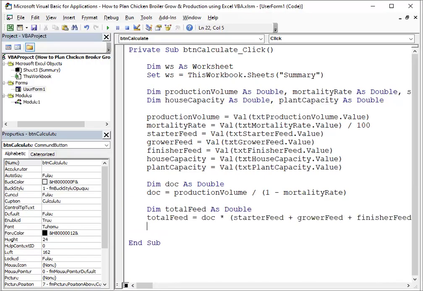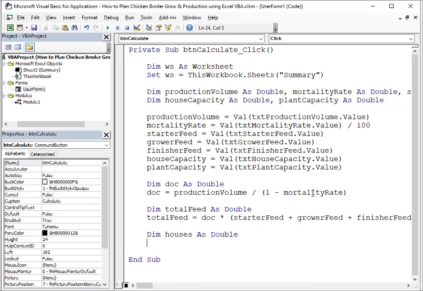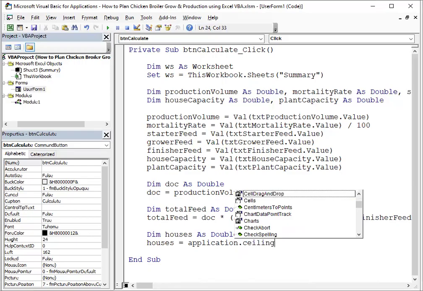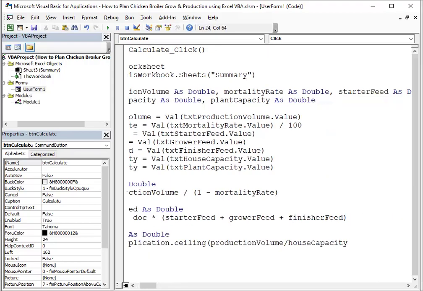So now we're going to calculate the grower houses that are going to be needed in the farmhouses. So I'm going to declare the variable. Dim houses as double. And then houses equals application dot ceiling, then production volume slash house capacity, then comma 1, then close.